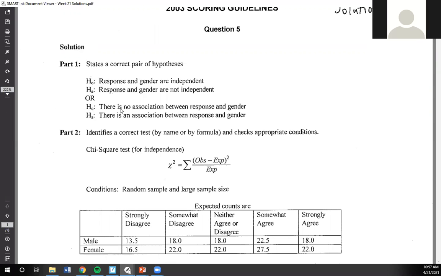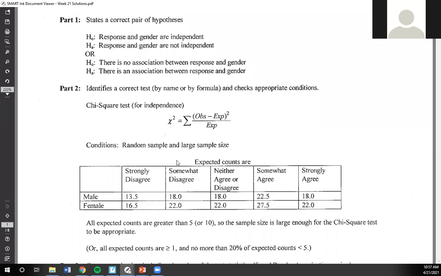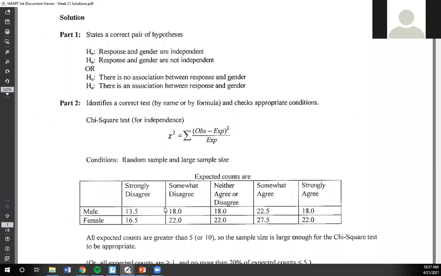Here's how this looks. We already did our null and alternative. Chi-square test for independence or chi-square test for association. That's our formula for the statistic. Again, this formula right here is in your formula sheet. Conditions. The main one they're showing here is your expected counts. Here's what they should be. All at least 5.